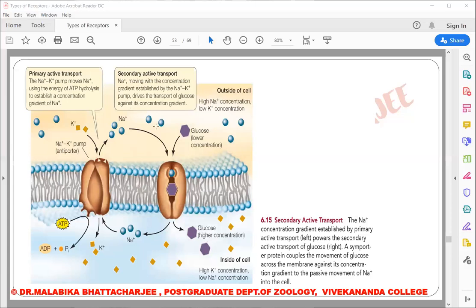Sodium, higher concentration outside, lower concentration inside. Glucose, lower concentration outside, higher concentration inside. Sodium will move along its electrochemical gradient. Glucose will move against its electrochemical gradient. Both the molecules are now moving together. Because of the downward movement of sodium along its electrochemical gradient, this transport is favoring the transport of glucose against its electrochemical gradient. So this is an example of secondary active transport. And you can see this is a symporter molecule because both the molecules are now moving in the same direction.